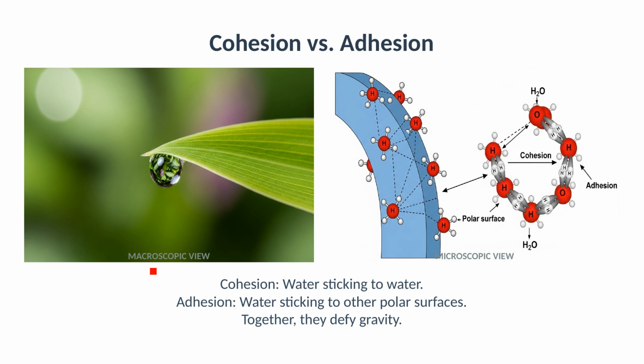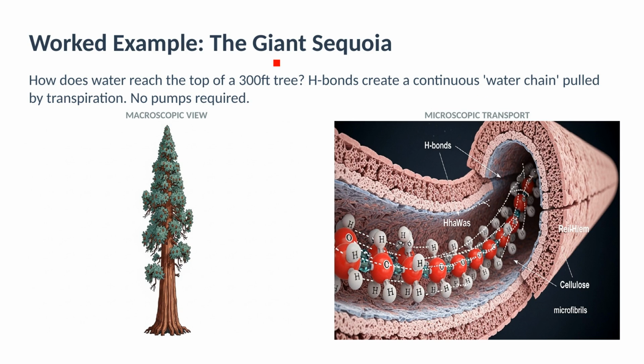Adhesion is water sticking to the leaf surface. Have you ever wondered how water can just hang there without falling? It's these two forces working in a tug of war against gravity. Let's put that into perspective with a giant sequoia. How does water get 300 feet up without a pump?